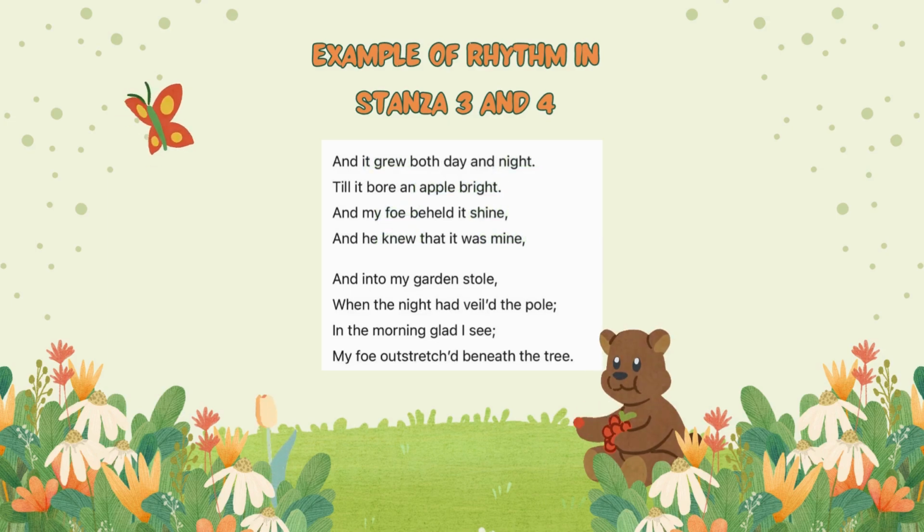And we look at the fourth stanza. The stressed syllables are "garden," "stole," "night," "pole," "morning," "glad," "see," "beneath," and "tree." These stressed words help create a feeling of danger and finality, emphasizing the consequence of the hidden anger.